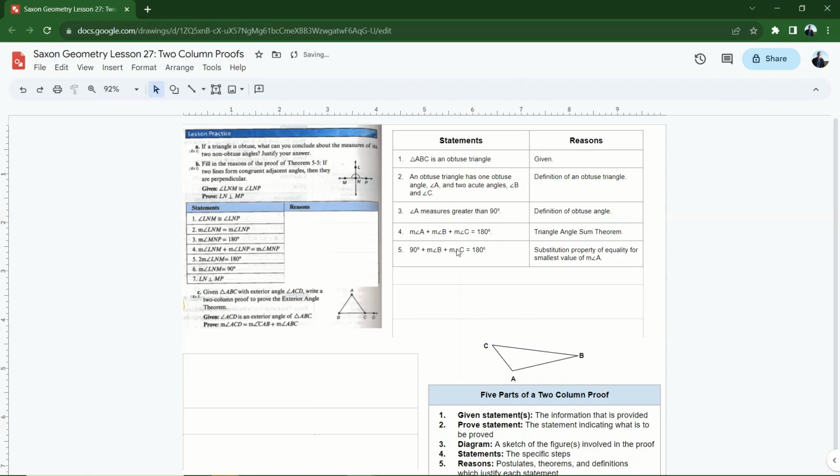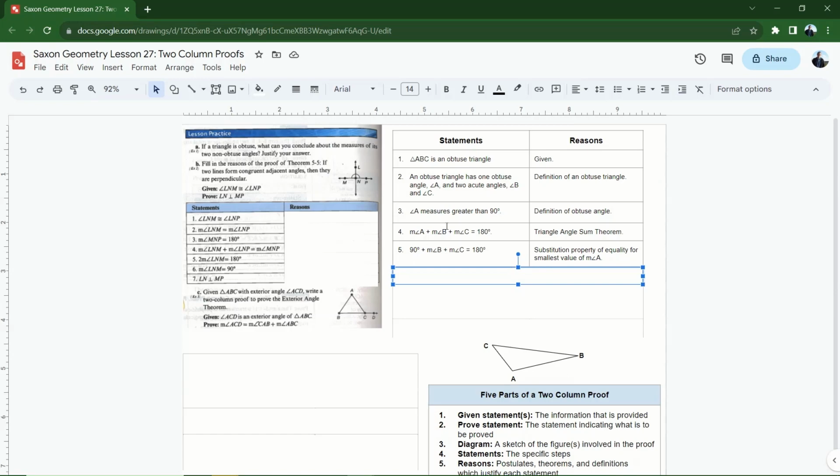Now, if I replace angle A with 90, the smallest possible value that angle A can take on, and actually technically 90 is even smaller than the smallest possible value because 90 is not obtuse, it's right. So I'm going to substitute in 90 degrees for angle A, keeping in mind that this number is going to be greater than 90 degrees. I'm going to use the substitution property of equality for the smallest possible value of the measure of angle A, and technically this is even smaller than the smallest possible value.